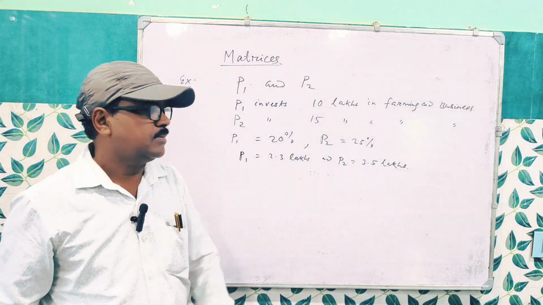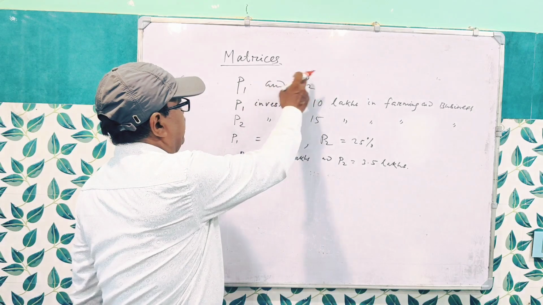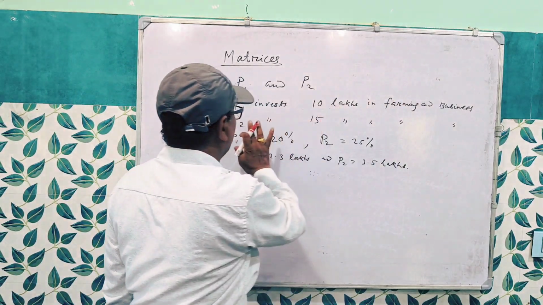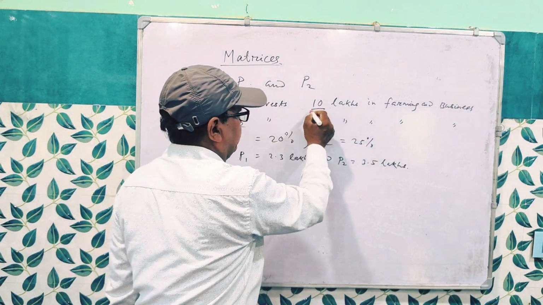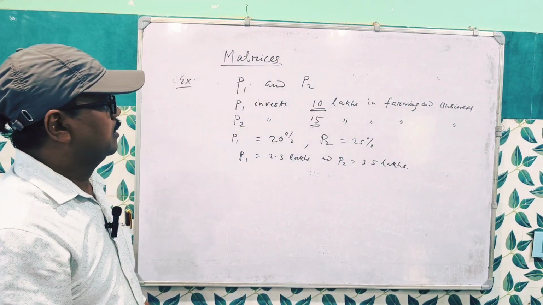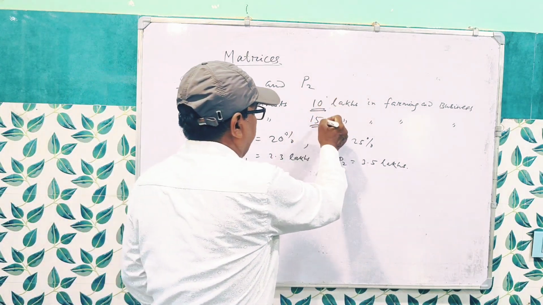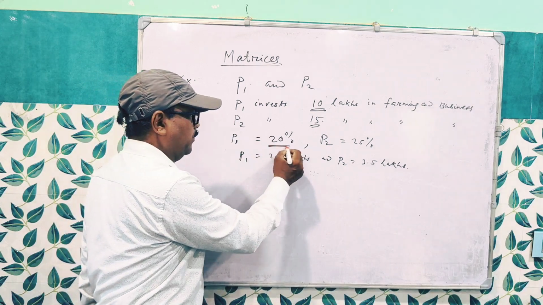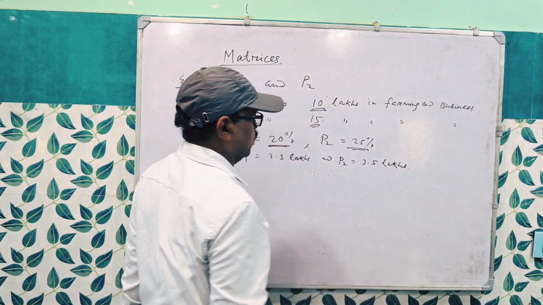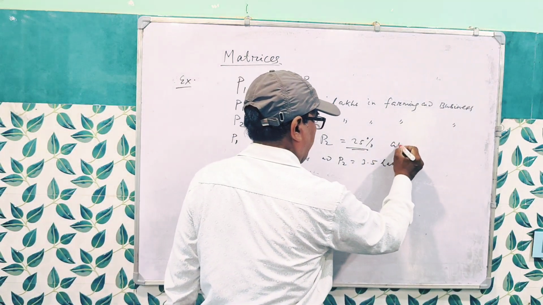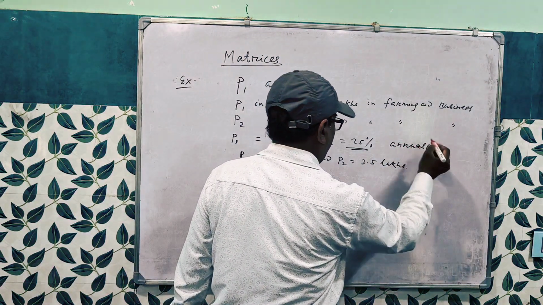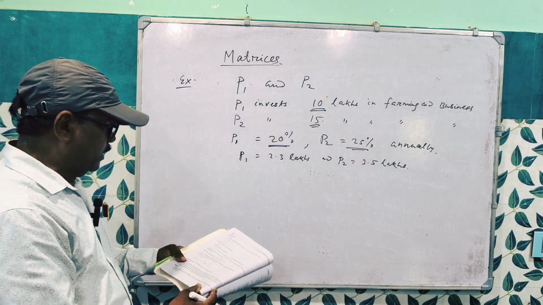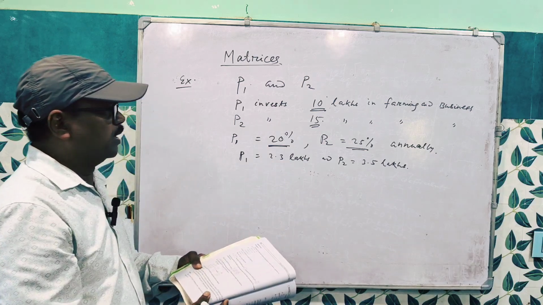P1 and P2 are two persons. P1 invests 10 lakhs in farming and business. Also P2 invests 15 lakhs. They invest 10 lakhs and 15 lakhs respectively. And P1 has got the profit 20% and P2 has got 25% annually. At the end, the total annual profit is 2.3 lakhs and 3.5 lakhs respectively.